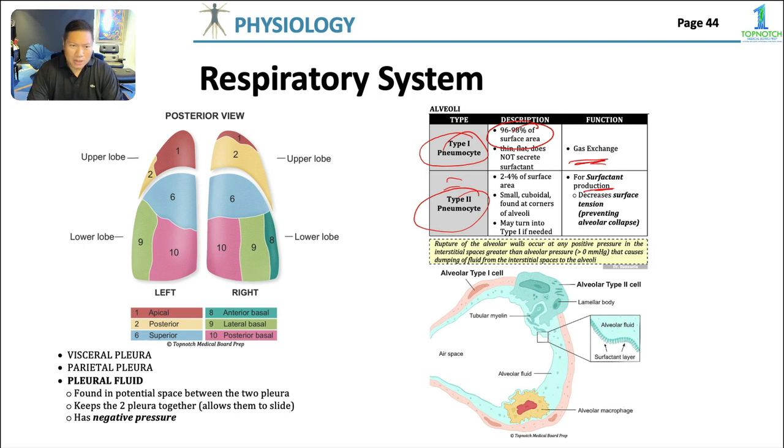Okay? Ano daw ang role ng surfactant ba? Okay, you must have heard of this before. It will decrease surface tension. Ano ibig sabihin ng doc? Hindi ko gets. Kung ano yung surface tension. Okay? The law of Laplace states that collapsing pressure is equal to 2 times the surface tension T over the radius of the alveoli R. Okay? Surface tension is then directly proportional to collapsing pressure.